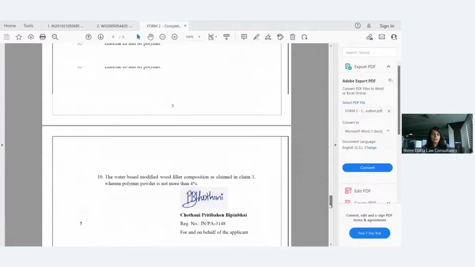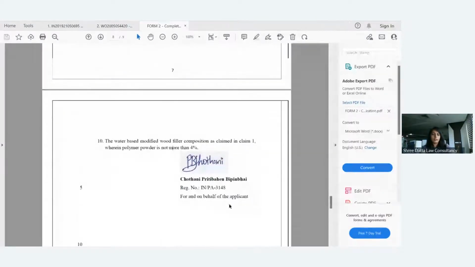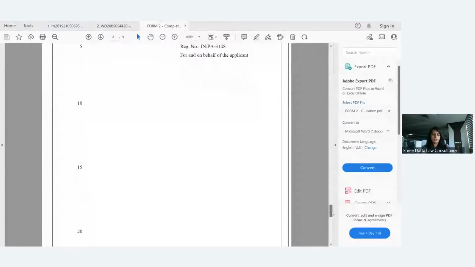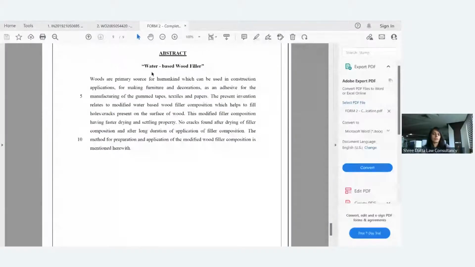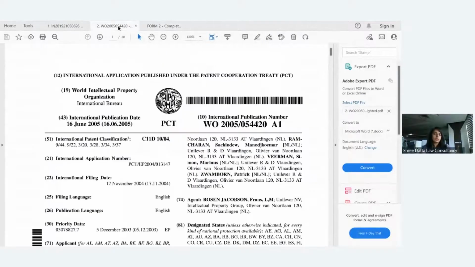Then you have to add the date over here, and the signature and the name. Then from the next page, you have to write down the abstract. In the abstract, you have to write the title first, and then write the abstract in 150 words. Clear this?